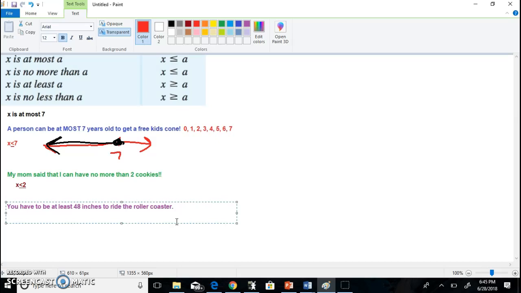I like using this as an example for myself when I'm trying to figure out, what does it mean when it says at least? And so I'll put it in my own little sentence like this. You have to be at least 48 inches to ride a roller coaster. If you have to be at least 48 inches, that's 48 inches or above. So that would definitely be greater than or equal to 48.